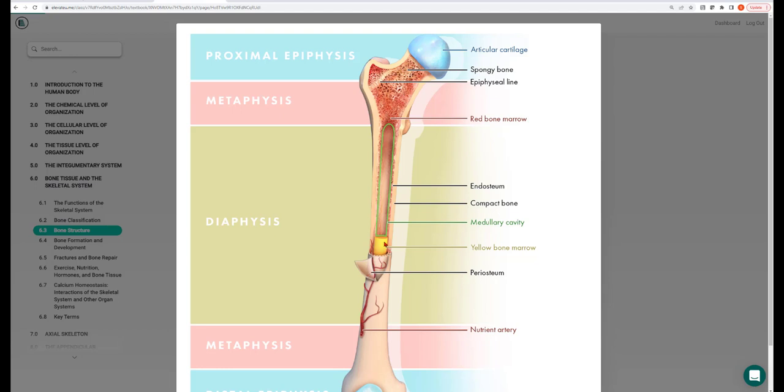On the inside of the bone, at the border between the compact and spongy bone, that layer is referred to as the endosteum, endo meaning within. So within the bone, you have the endosteum. So those terms tell you where they are: endosteum on the inside, periosteum on the outside.